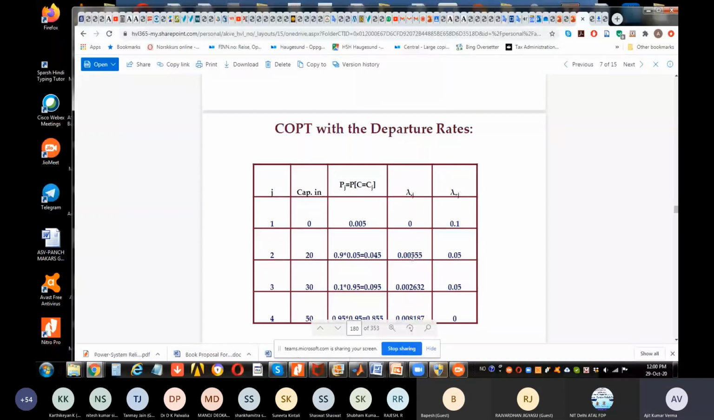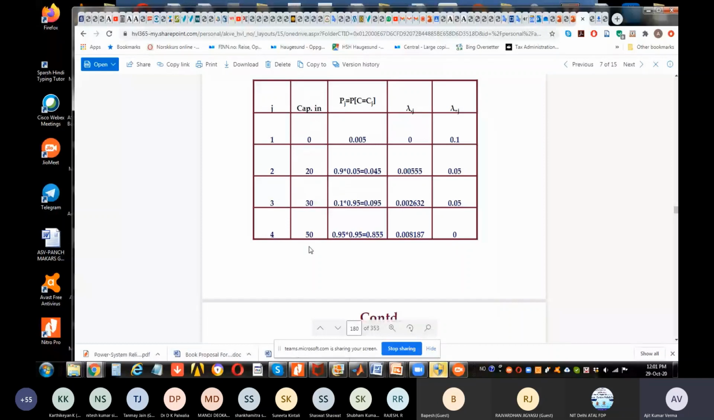That means the repair of 20, that is, from capacity in 20, the 30 is not available. So if it gets repaired, the repair rate is 0.05. Likewise for 30: 20 out, 30 in. 20 out is 0.1 unavailability, 30 in is 0.95 availability. Therefore, the probability is 0.095. And then what is the failure rate from 30? It can go to zero. So the failure rate is 0.002632. And then it can get repaired and move to a higher state. So 0.05, that's the repair rate. And 50 means 20 is in, 30 is in. So multiply the availabilities and you get this figure.